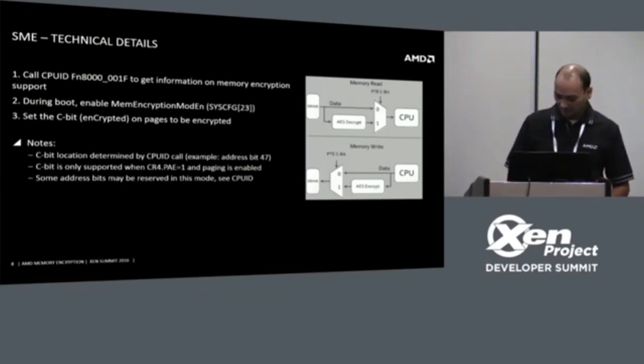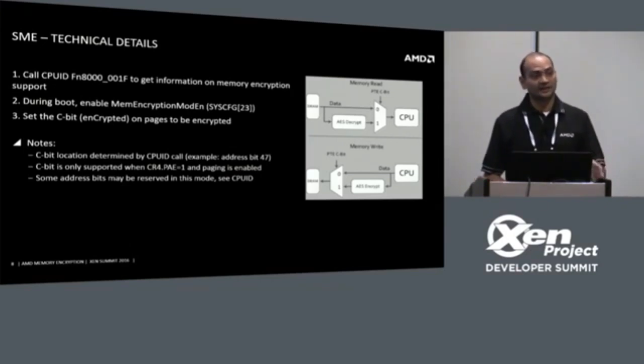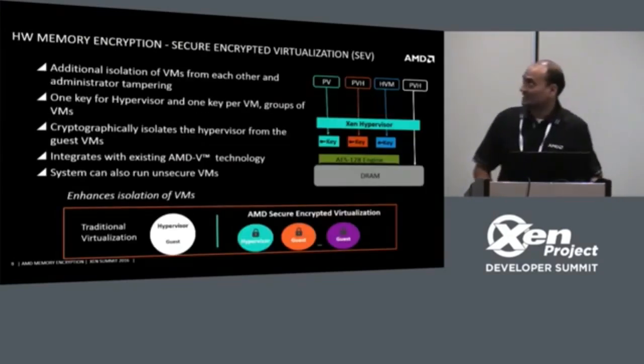So this is about SME. In SME, there is one key, and that key is randomly generated at boot time and used for encryption and decryption. The next one is SEV.